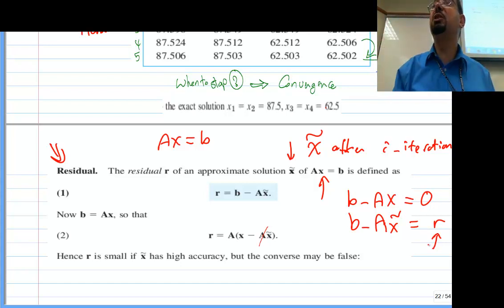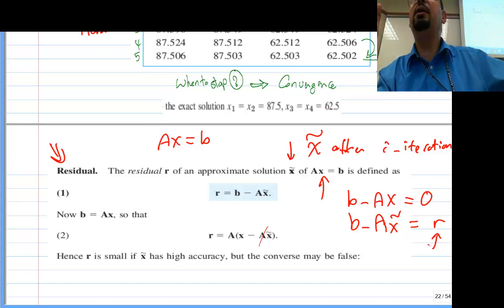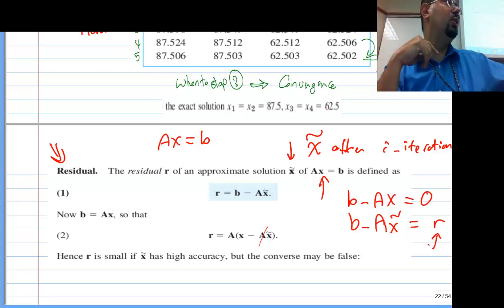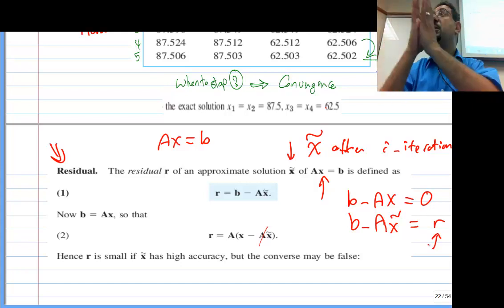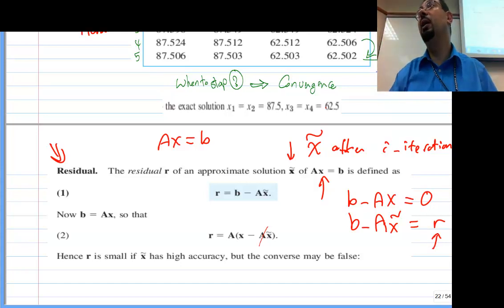Because after they come up with a solution, they plug it in the equation, they get the residual, and then they say, did we make it? Is b minus Ax wiggly thing 0 or not? So it's the amount of error, basically. Right, it's basically how small the error is.